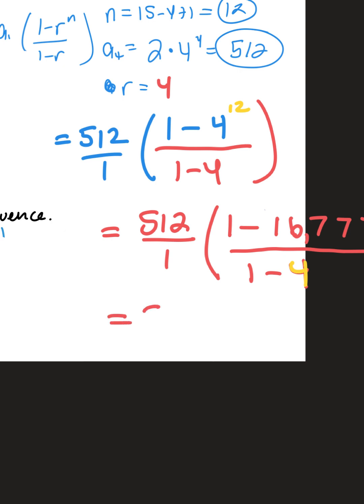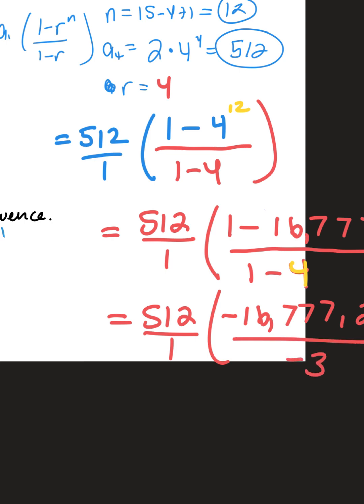So now I have 512 over 1. When I subtract 1 minus, it gives me what? Negative 16,777,215 over what? Negative 3. Now this is going to say exact value. It's going to say no decimals. So you have to keep this as fractions. First thing I see, a negative divided by a negative is a positive, okay, good.